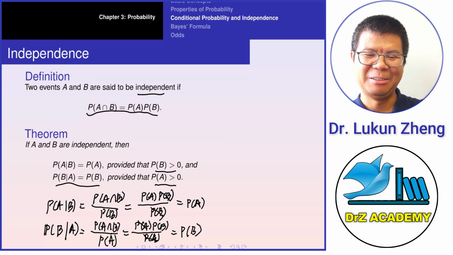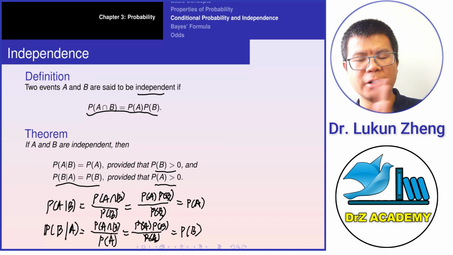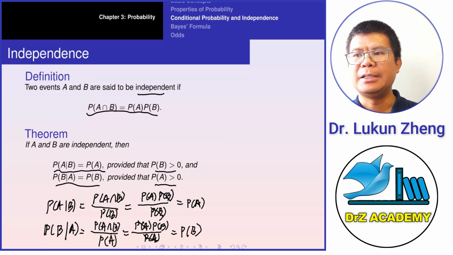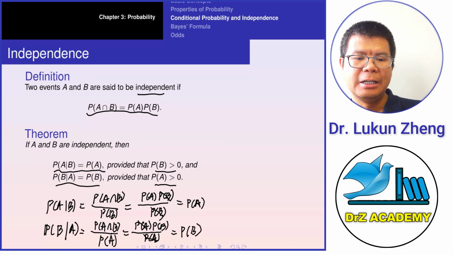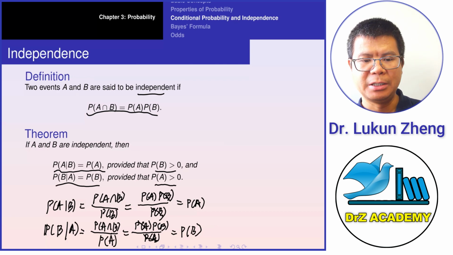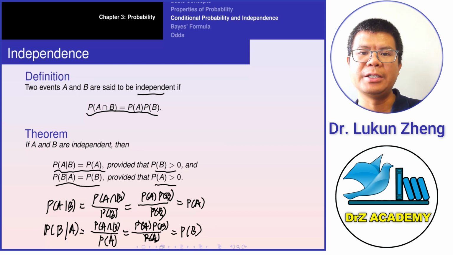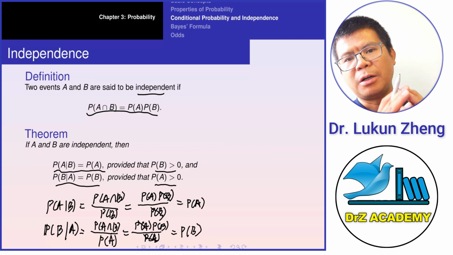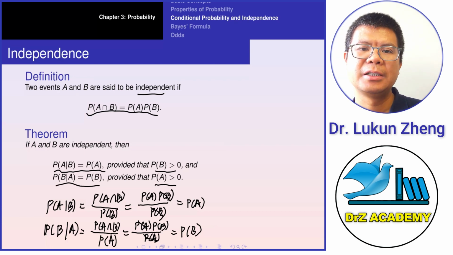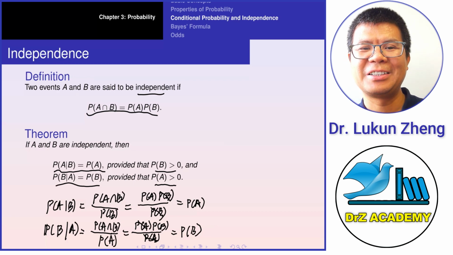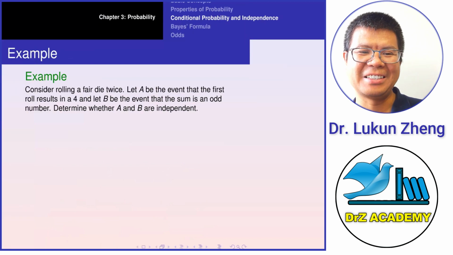So for independent events, we have this conditional probability. This tells us the occurrence of B does not affect the probability of A. P of A given B is the same as P of A, and P of B given A is the same as P of B. So the occurrence of one event does not affect the probability of another event. That's independence. Now let's consider this example.